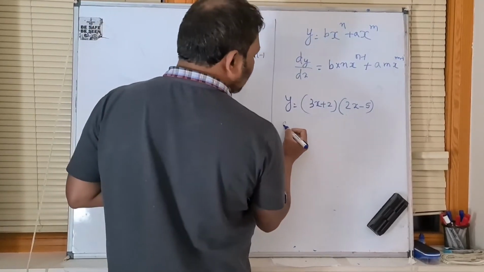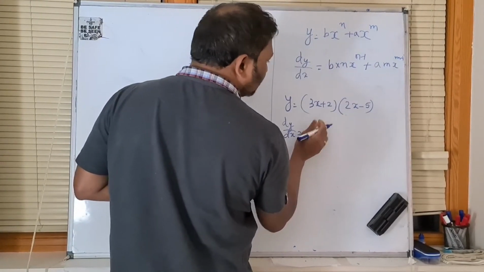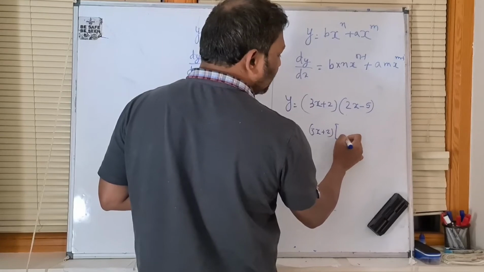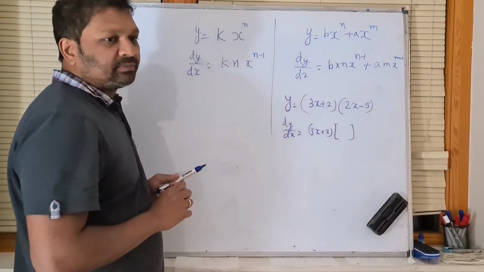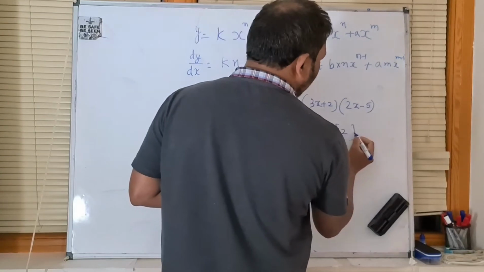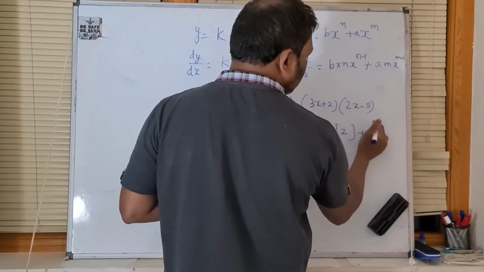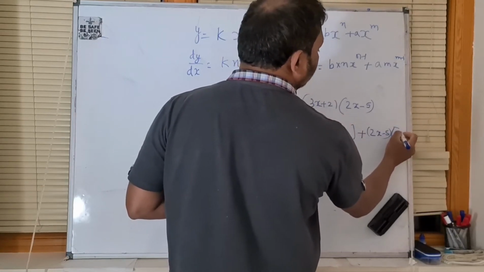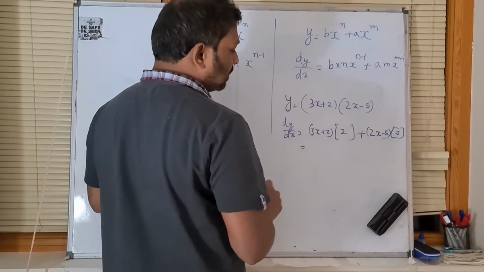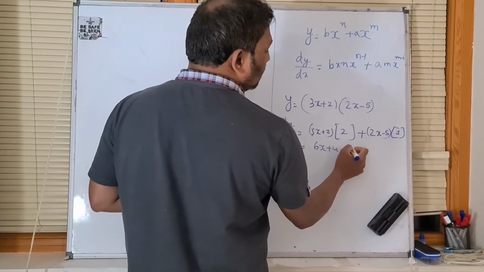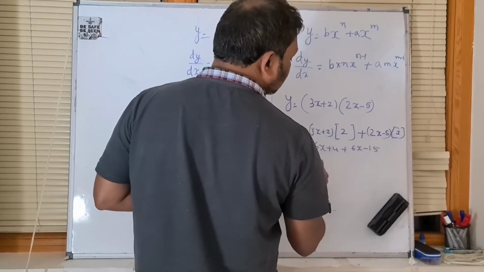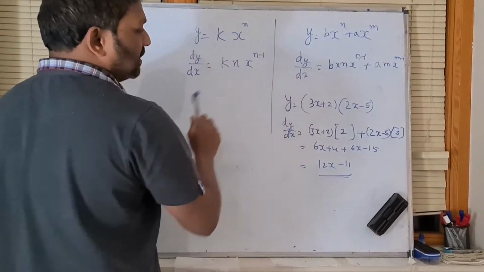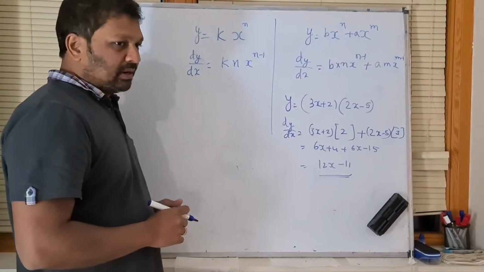In such a case, to differentiate it, the formula is dy by dx is equal to, first you take this part as it is, and then differentiate the other part. What do you get if you differentiate 2x minus 5? 2. Plus this one, 2x minus 5, and differentiate the other part, which is 3. Now you simplify it. 6x plus 4, plus 6x minus 15. Further simplifying, minus 11. So this is the overall differentiation, the differentiation of y, dy by dx.